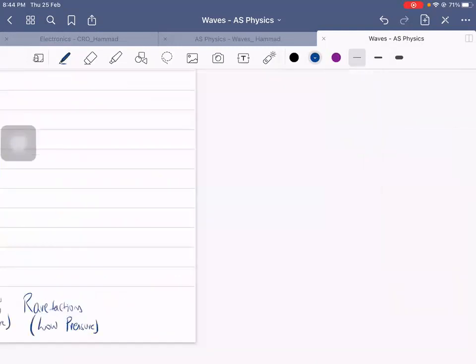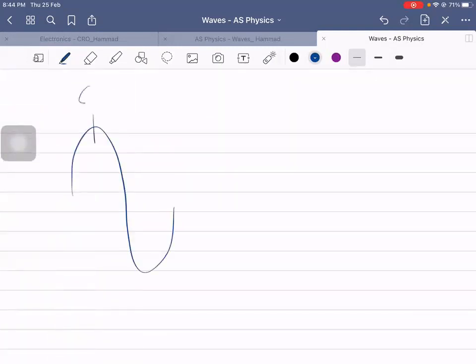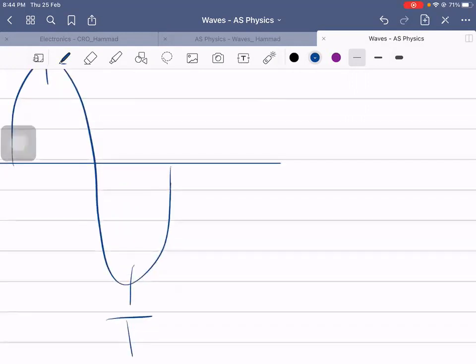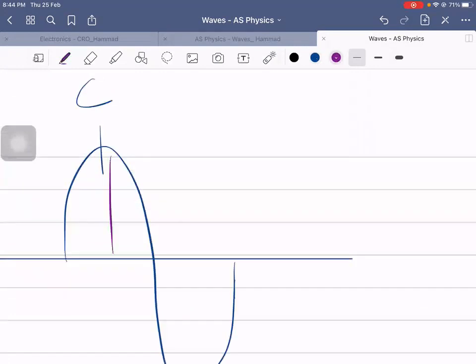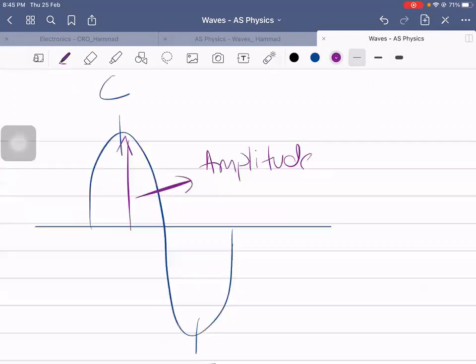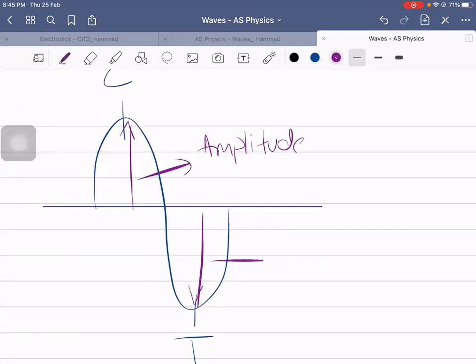Let's say if I have a wave, this becomes its crest, this becomes its trough. Basically the maximum amplitude. By the way, amplitude is the maximum displacement from the mean position. So amplitude can be in the positive or the negative axis. Both are amplitude A.